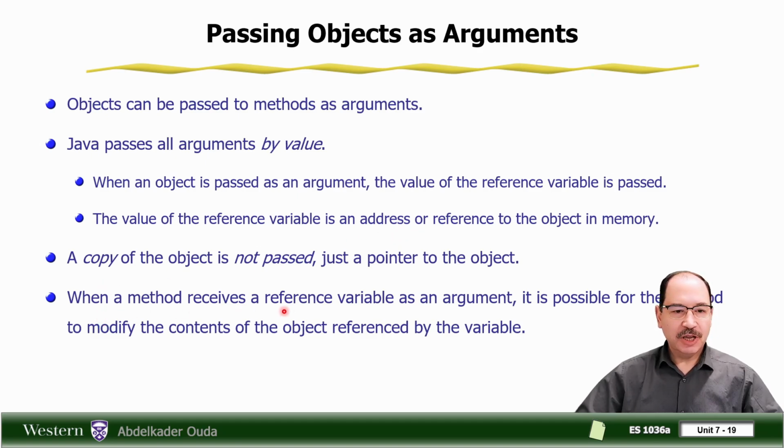When a method receives a reference variable as an argument, it is possible for the method to modify the content of the object referenced by the variable because it received the address. Then using the address, it can access all public members. It can use them to modify the object itself.